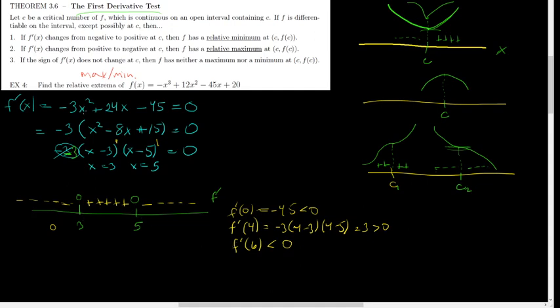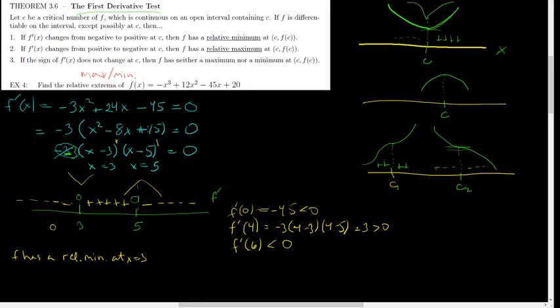Okay, but our question was, where do we have a maximum? What are the maximum and minimum? So we use the first derivative test. If the derivative is negative and then positive, we know it's a minimum. On the other hand, if the derivative is positive, then negative, that gives you a maximum. So we can finally answer the question. We can say f has a relative minimum at x equals 3.